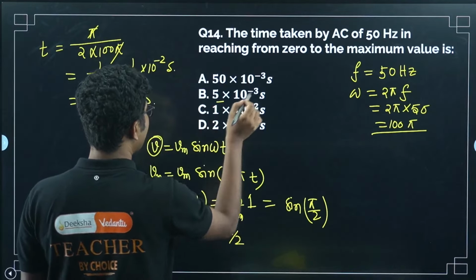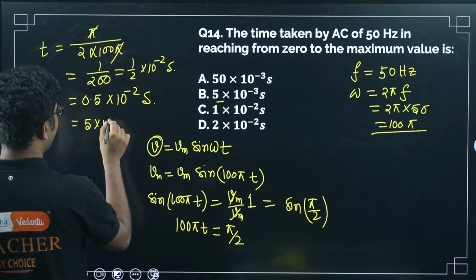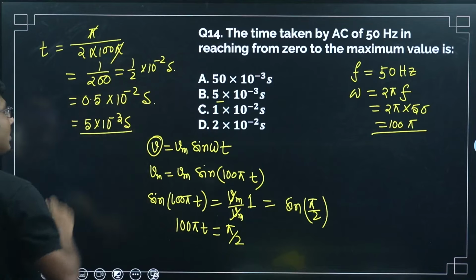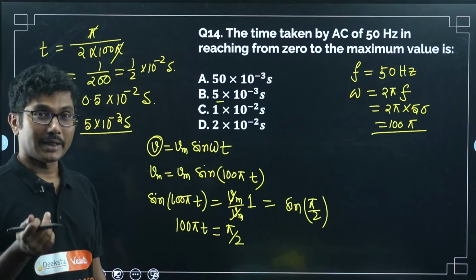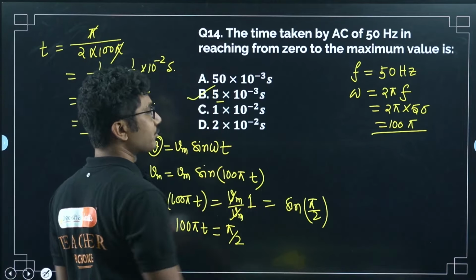Now let's check the answer. From that I have to make it 5 times 10 to the power of minus 3 seconds. Right, so I have removed the decimal, so I have to decrease the power by 1, so it will be minus 3 seconds, right? So the correct answer is option B.